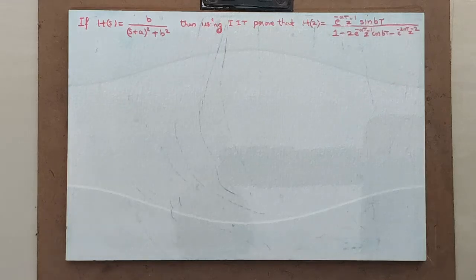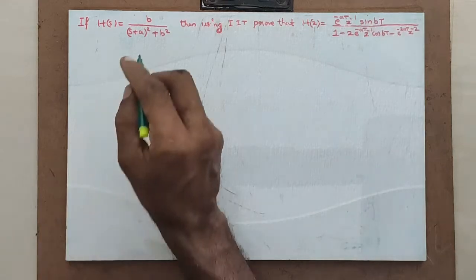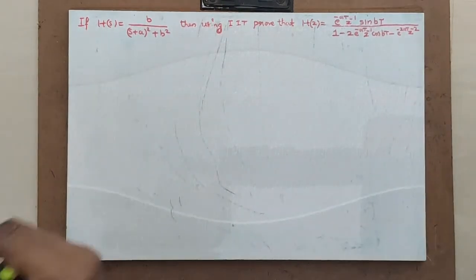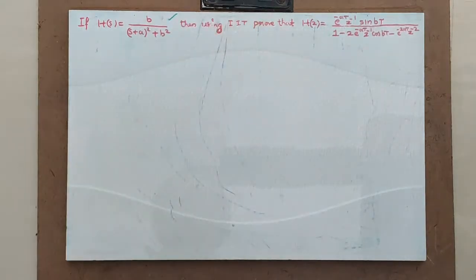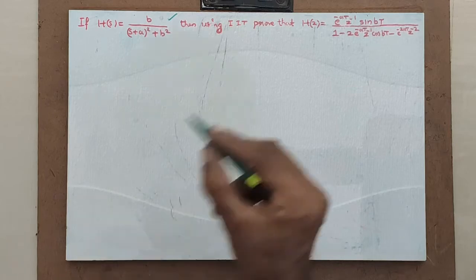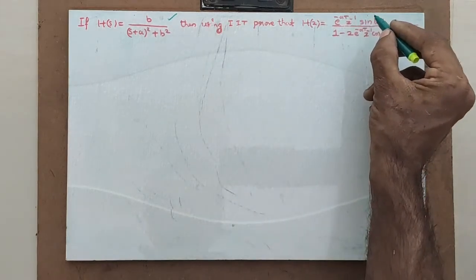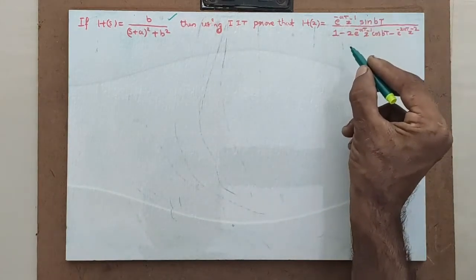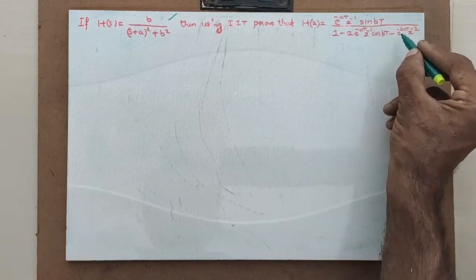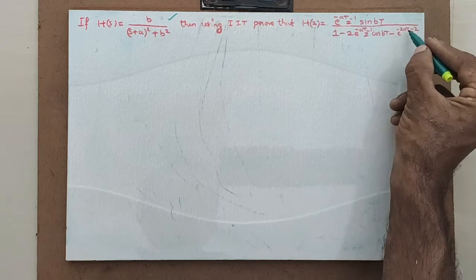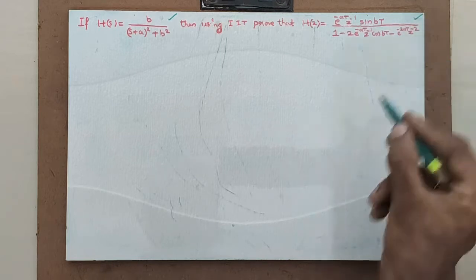Hello students, in this video session we shall solve. Suppose H(s) is given as b divided by (s plus a) whole square plus b square. Then using impulse invariant transformation, prove that H(z) is equal to e raised to minus a T z raised to minus 1 sin bT divided by 1 minus 2 e raised to minus aT z raised to minus 1 cos bT minus e raised to minus 2aT z raised to minus 2. I have to prove this.